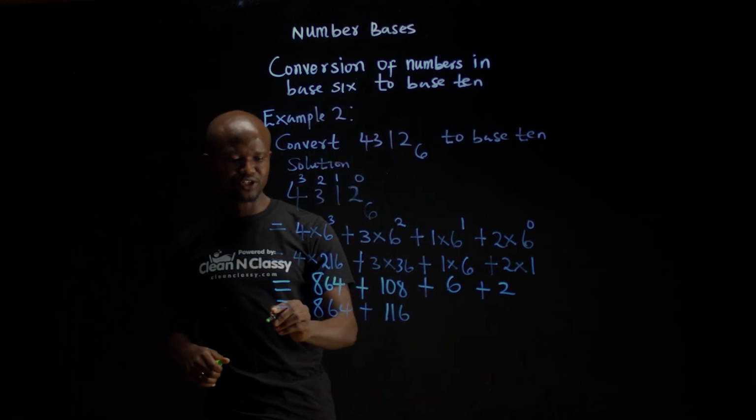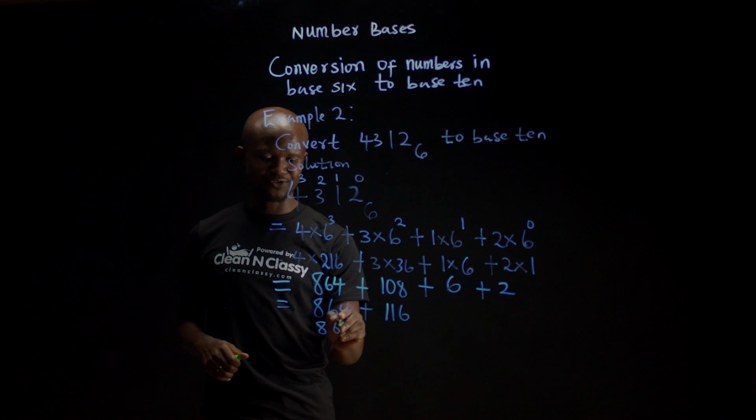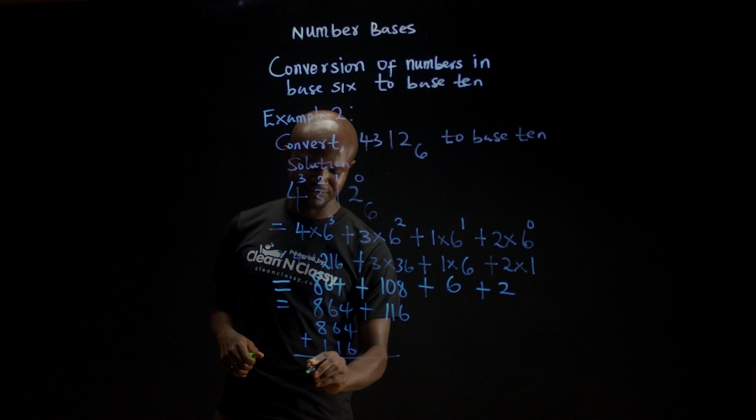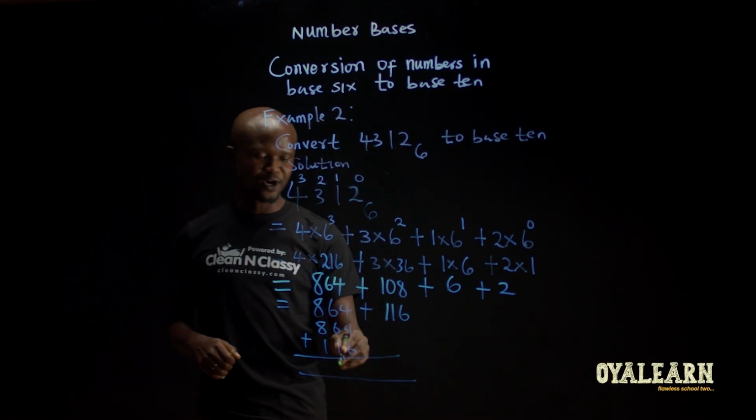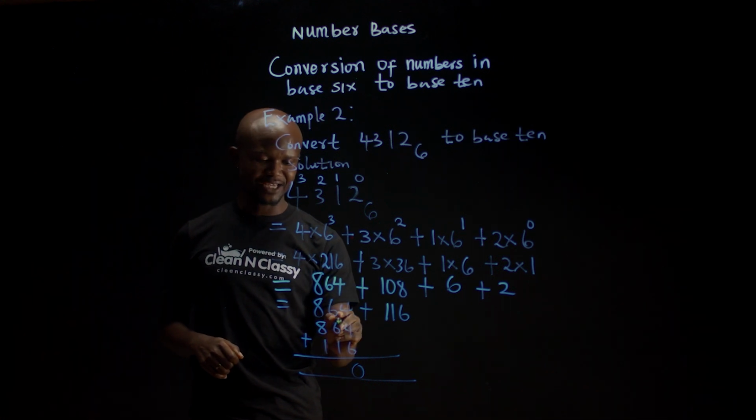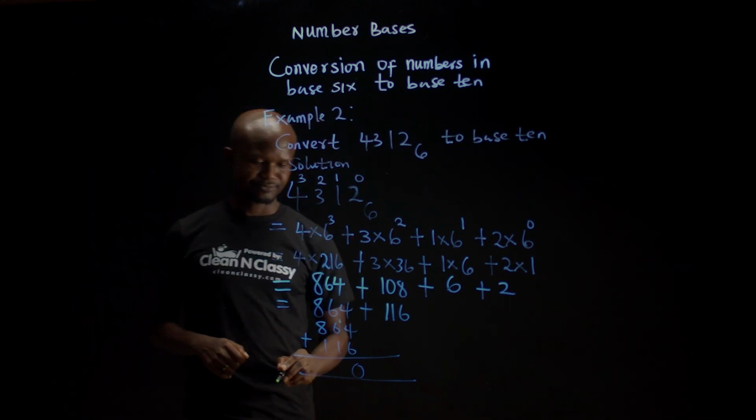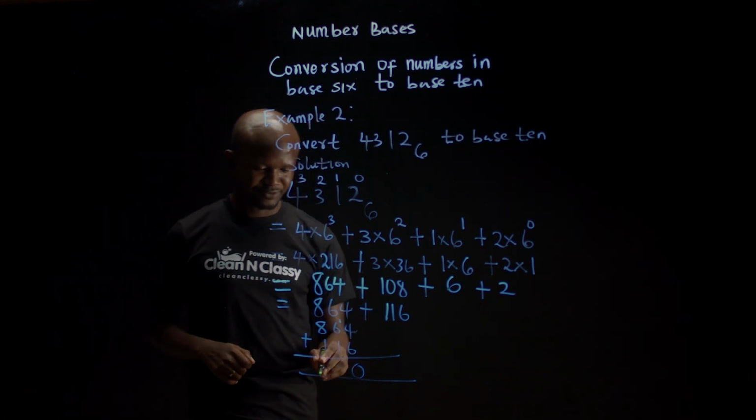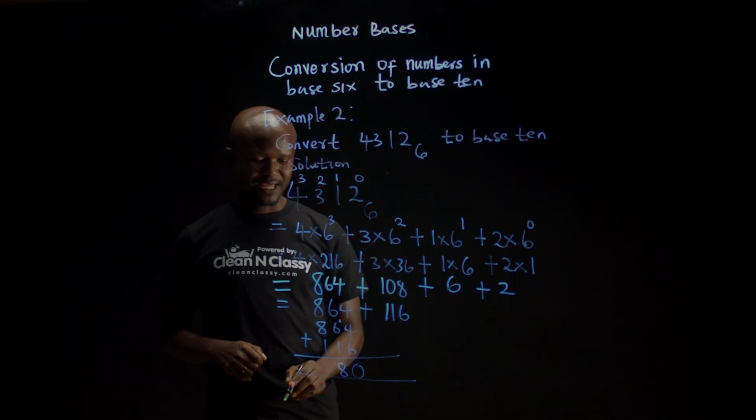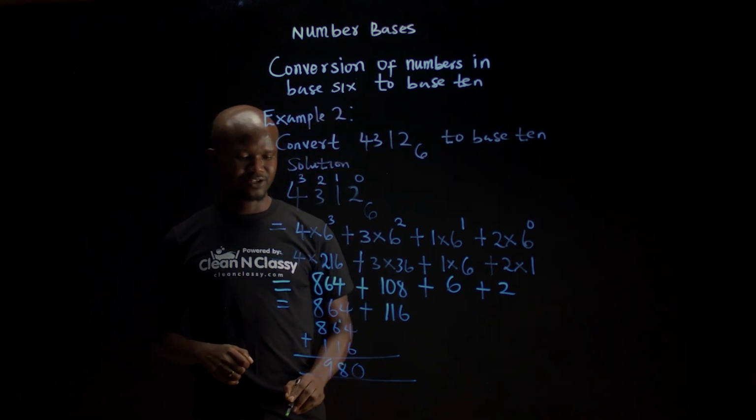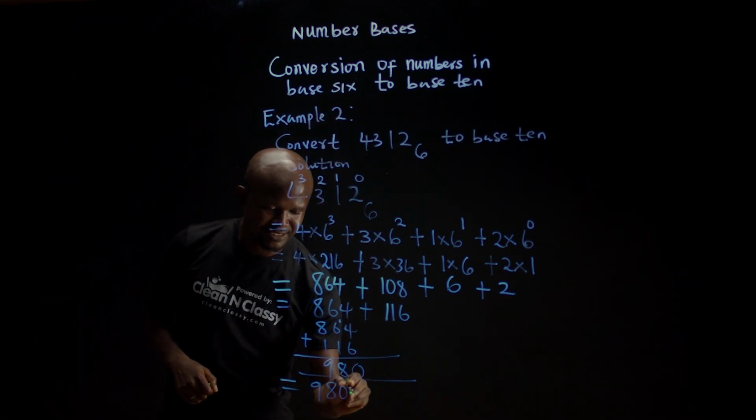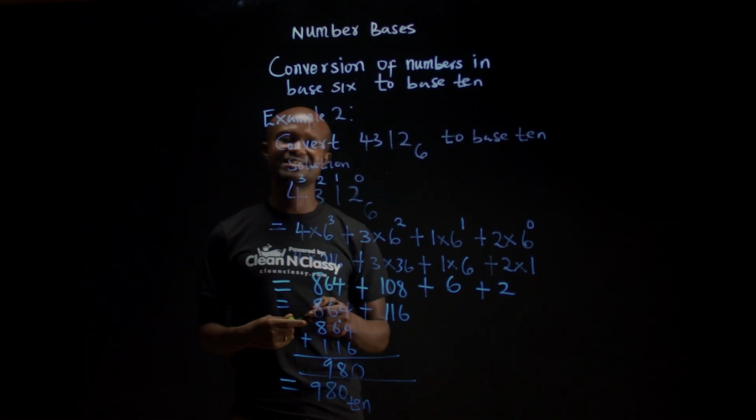116. Then we are going to add this together. 864 plus 116. What are we going to have? 4 plus 6, 10. Then we are going to carry what? We carry 1. 6 plus 1, 7. 7 plus 1, 8. Then what do we have? 8 plus 1, 9. So it means that the answer is what? 980 base 10. That is the solution to the problem.